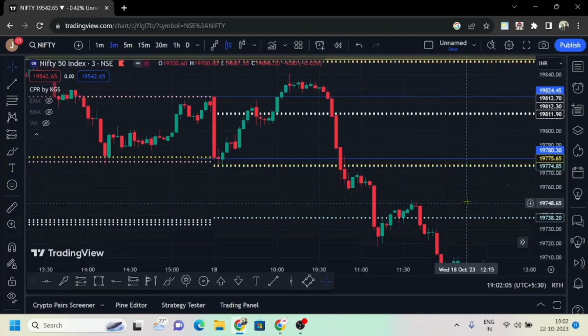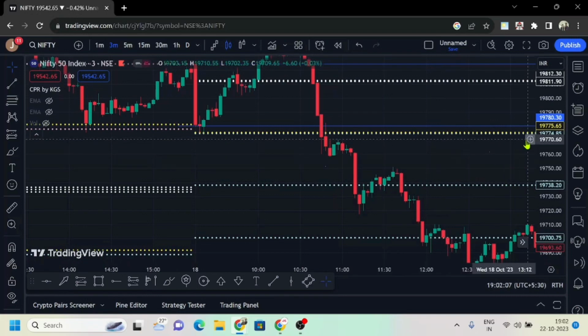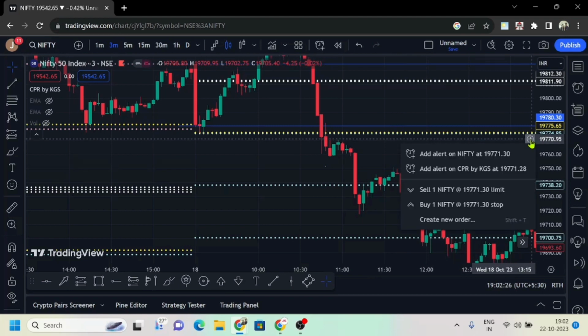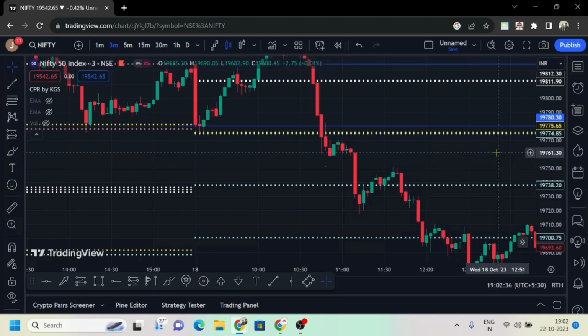For the entry, what I do is I just bring the cursor here. At this end, you should press the icon and one tab will open: Alert on Nifty at 19,771. You just switch it on.